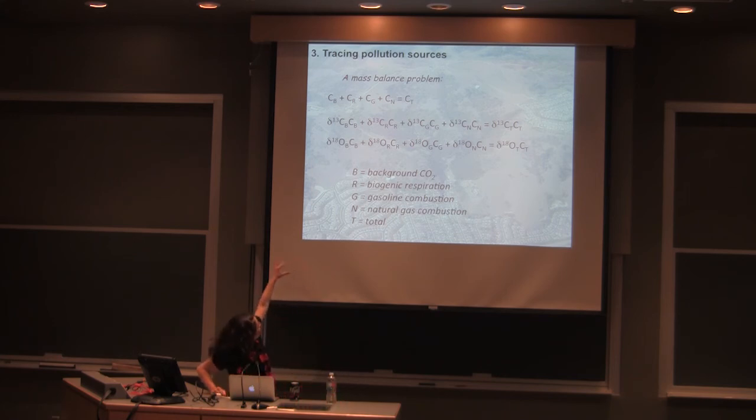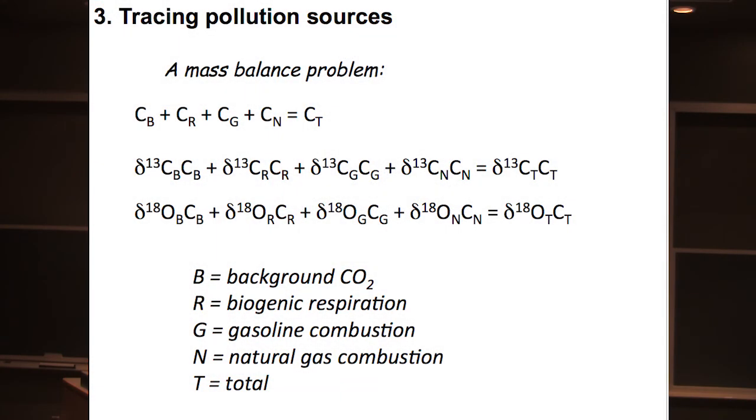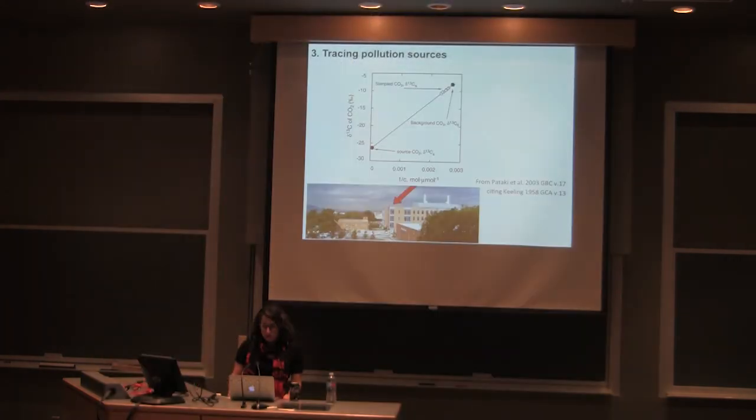So here, we're going to just write 3 equations. The second 2 equations are taking the isotope ratio of each component and multiplying it through. The top one is just saying that the total amount of CO2 in the air has 4 components. If we multiply every single concentration by its own isotope ratio, that's the second equation, still preserves mass balance. The third equation multiplies each concentration by its own oxygen isotope ratio, still preserves mass balance. 3 equations, how many unknowns can we solve for? 3 unknowns.